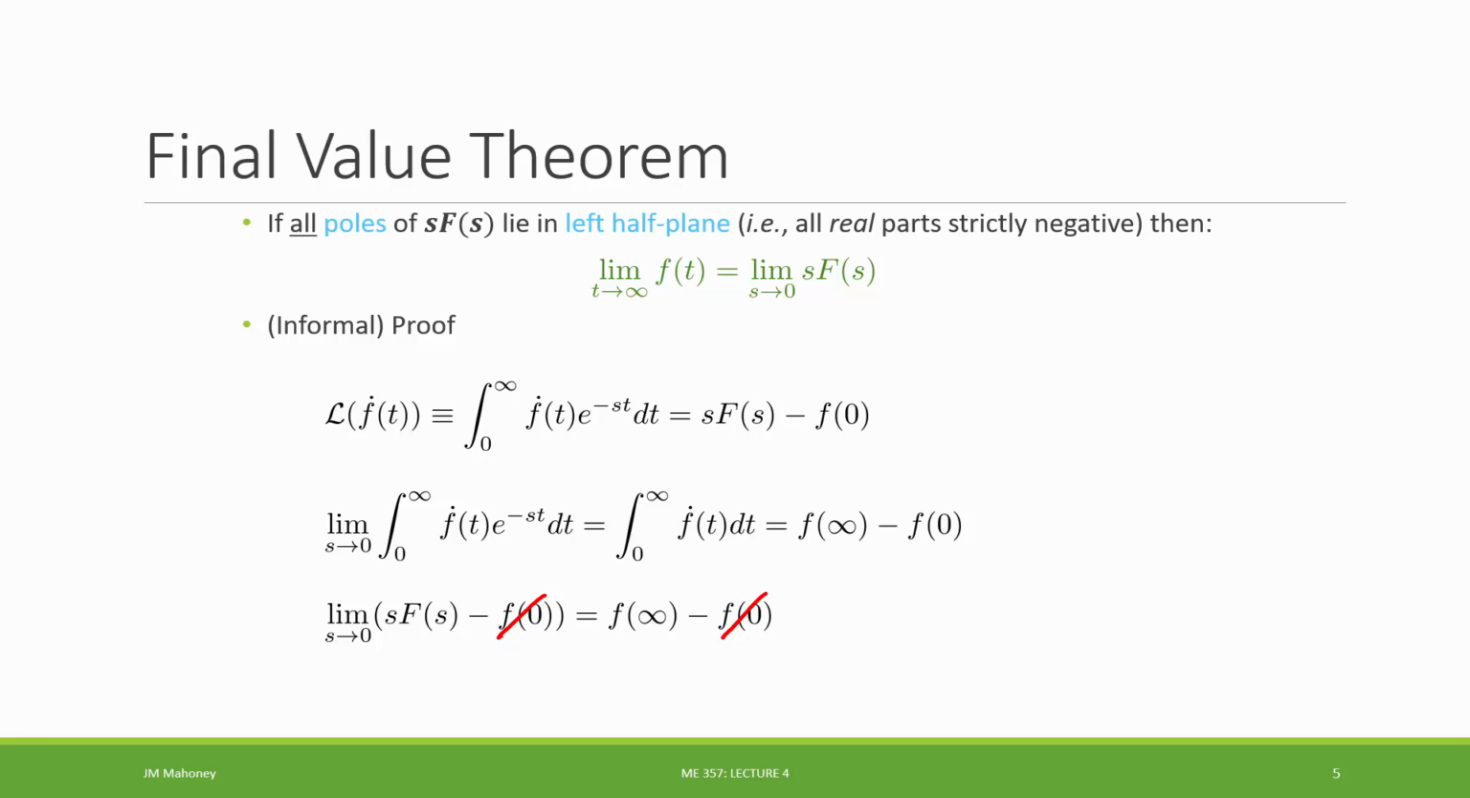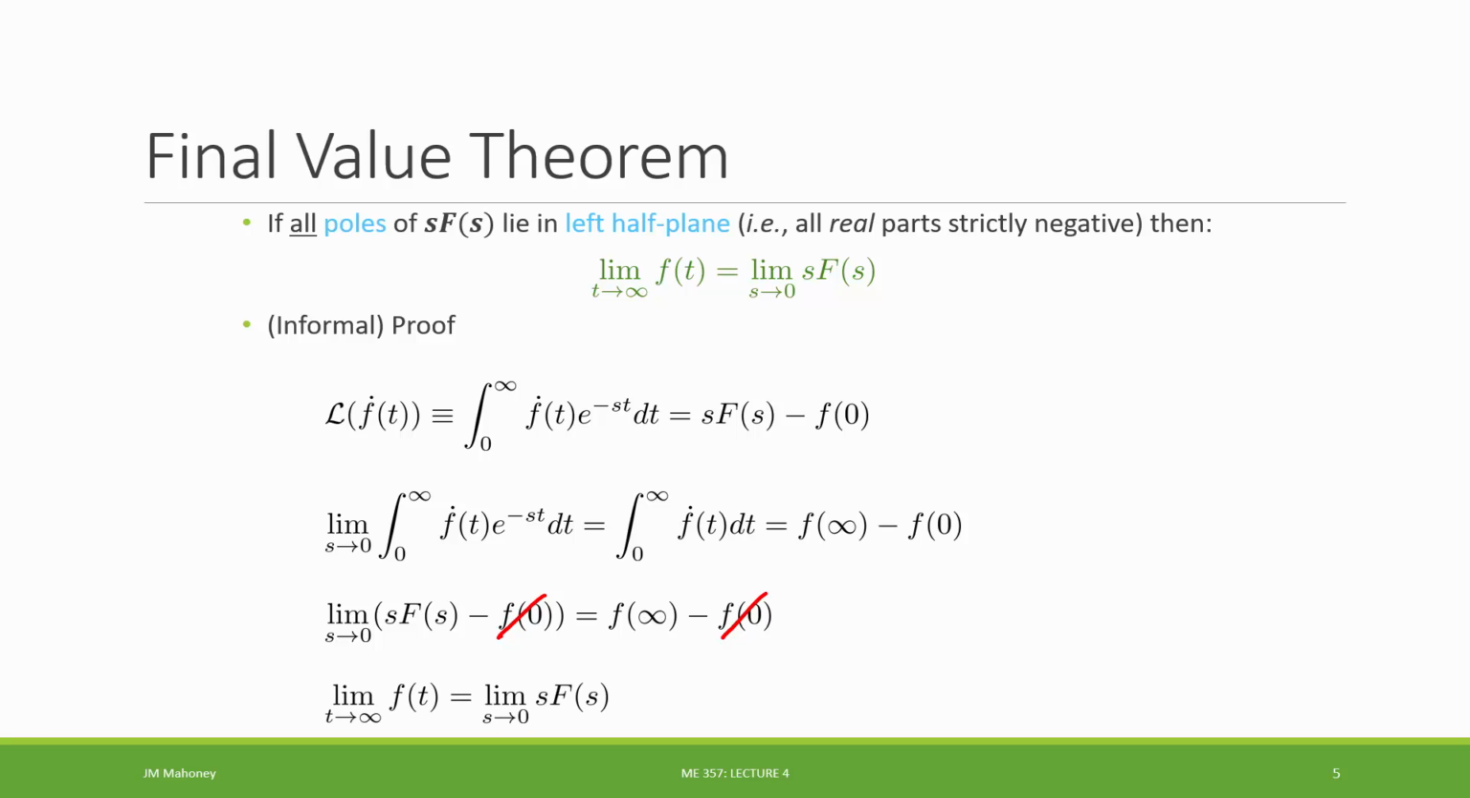Then what I'll be left with is this limit as s goes to 0 of s F of s on the left-hand side. I can't simply substitute s as 0 here because I don't know what the F of s is doing. It's possible that F of s is growing faster than s is getting smaller, so I have to leave that as a limit. And on the right-hand side, I have this f of infinity.